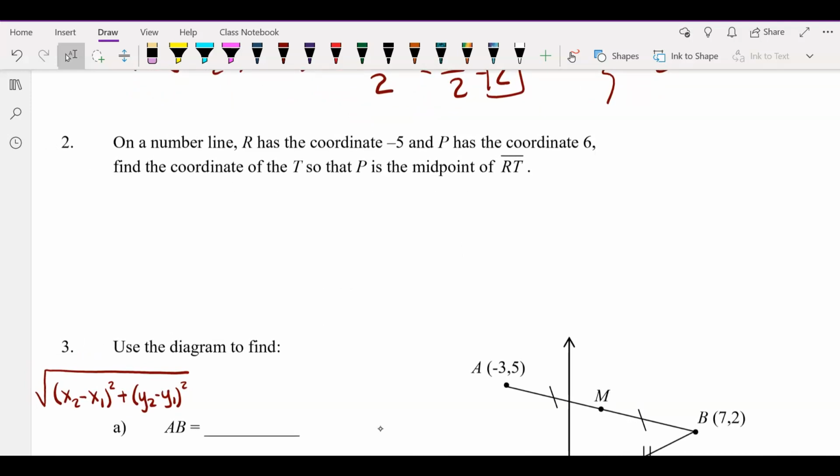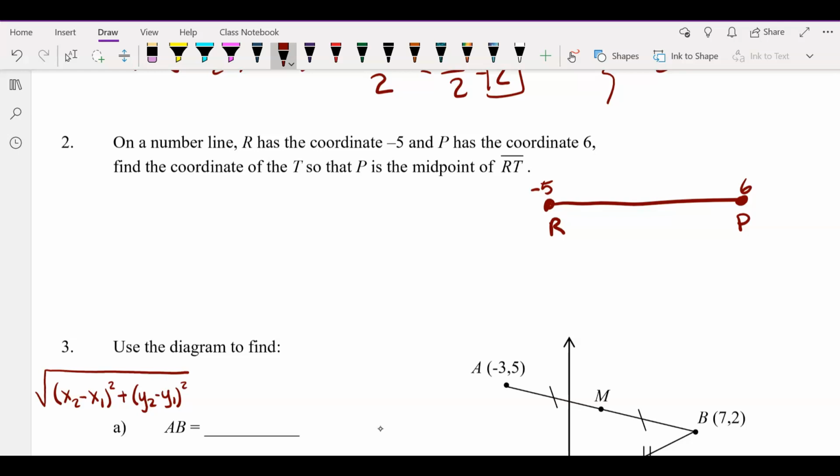So the next question is, on a number line, R has the coordinate negative 5 and P has the coordinate of 6. So I'm going to go ahead and draw ourselves a picture. So we have an R and a P. R has the coordinate of negative 5, P has the coordinate of 6. It says find the coordinate of T so that P is the midpoint of RT.